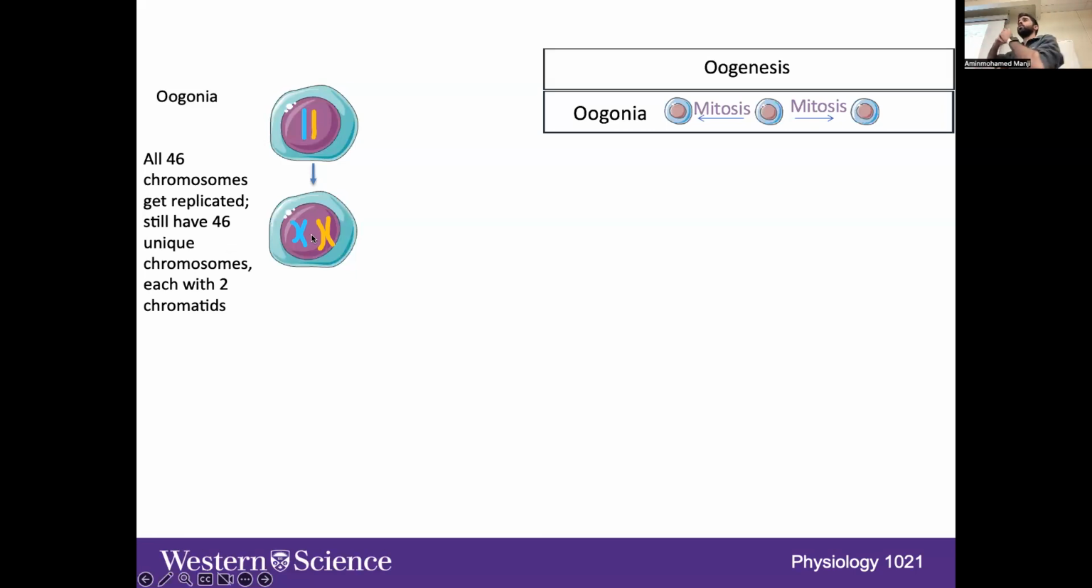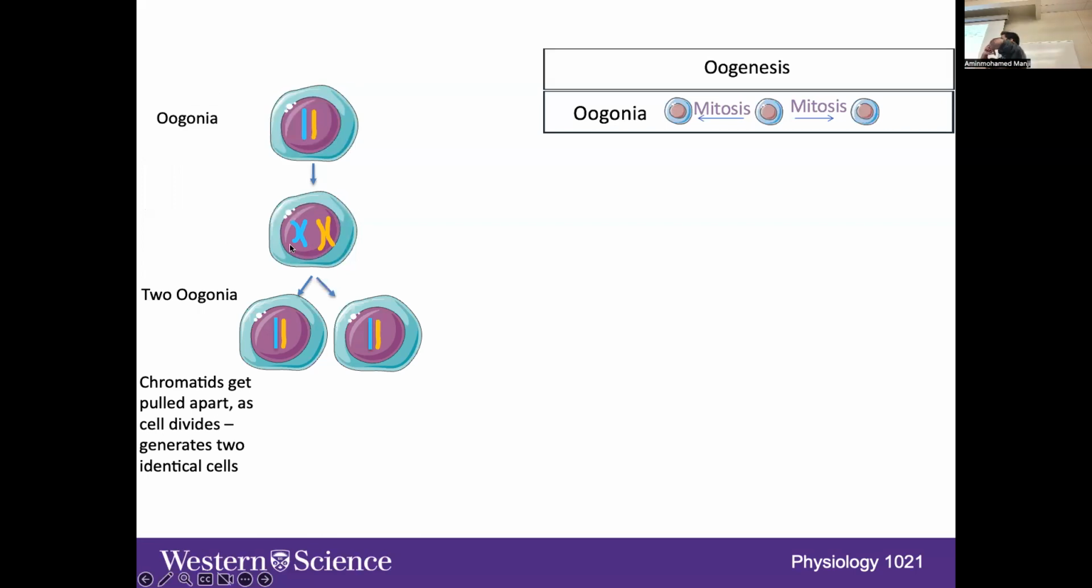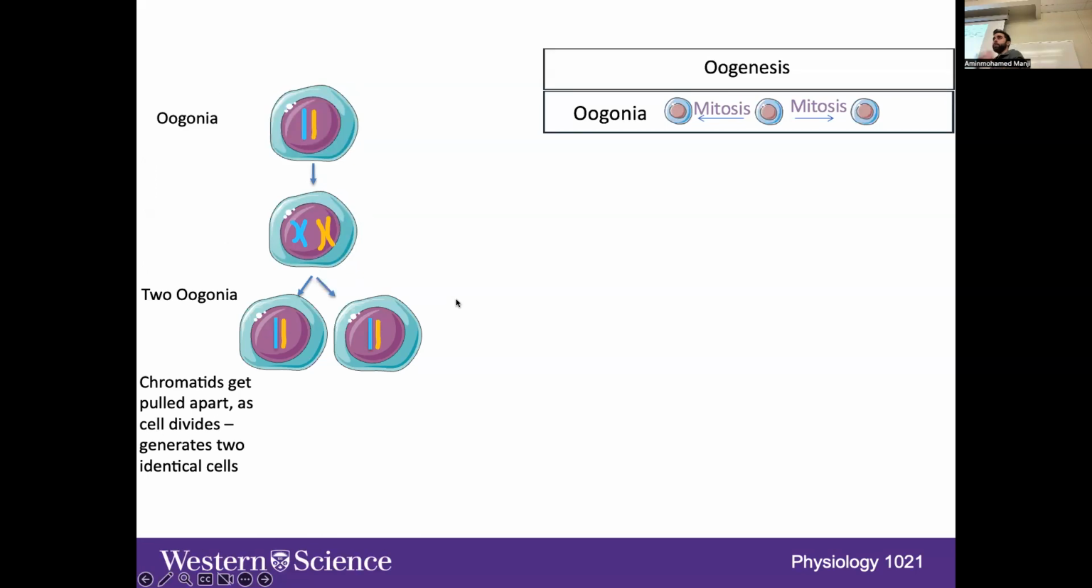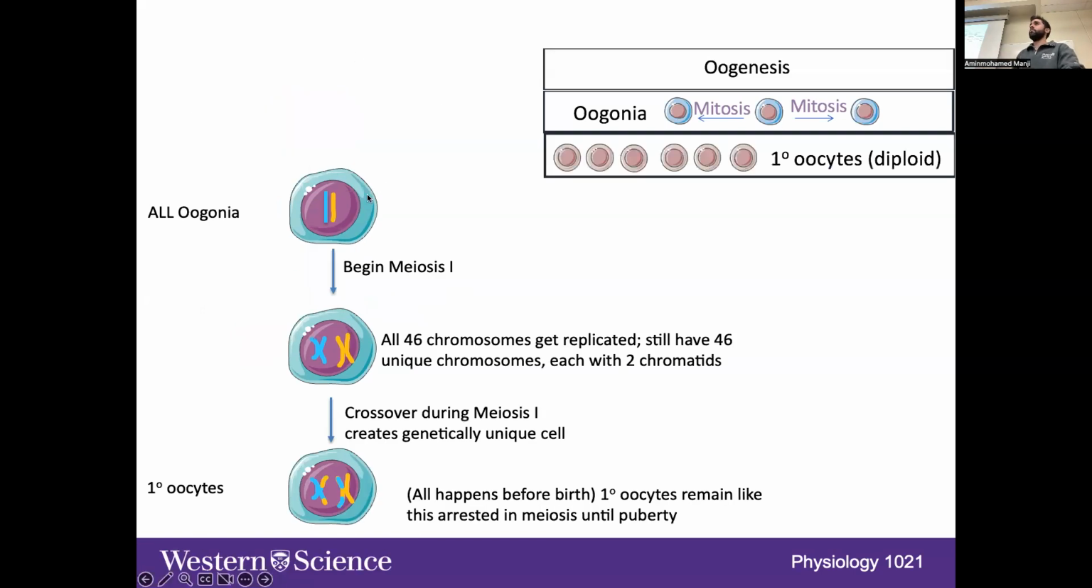All 46 of those chromosomes will duplicate. Again, we still call it 46 chromosomes, but they each have 2 arms, 2 chromatids, right? So 92 total chromatids. And then they will separate out those chromatids into genetically identical cells. Again, one oogonia turning into 2 oogonia that are completely identical to the cell that they started from. This is going to happen several times. So the baby girl, while she's still developing, is going to have millions and millions of these oogonia before she's even born. And then before she's born, all of those oogonia will start meiosis 1.